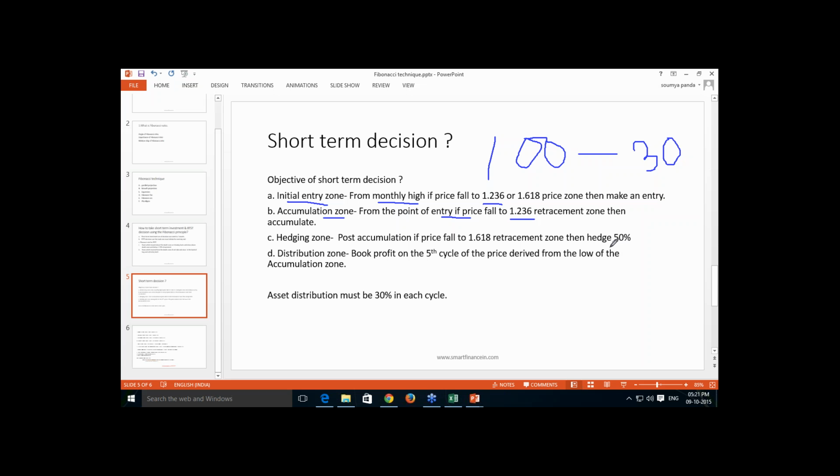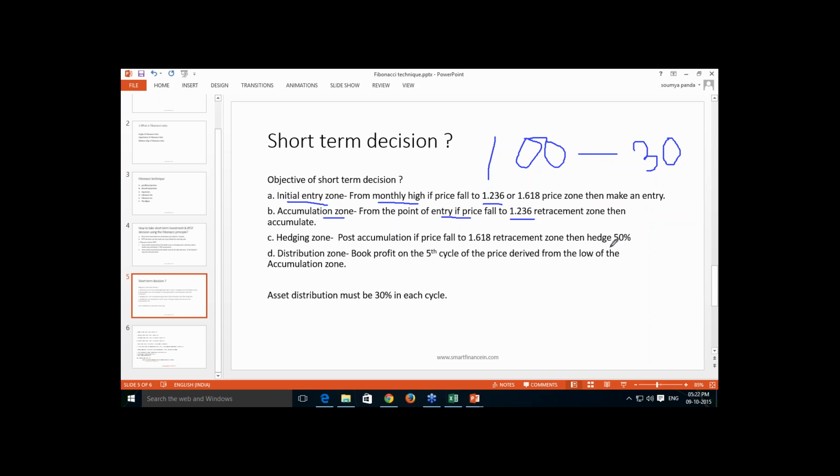Once you enter the accumulation zone, you have to prepare for a hedging zone. If the price falls further and goes to 1.618, meaning two cycles of fall are completing, then there is a need for hedging. Hedging should be done at 50%. If 60 rupees of your money is employed at that time, you have to hedge 30 rupees. This hedging is done to protect the new investment you have made.